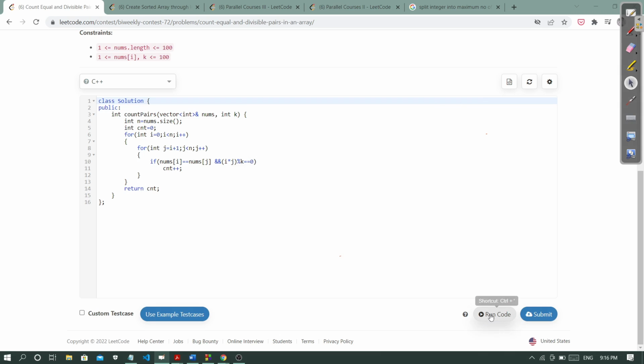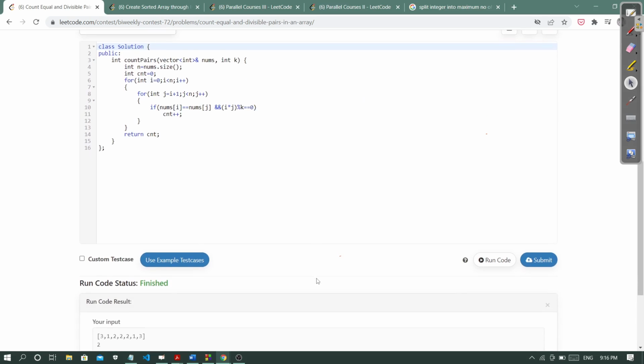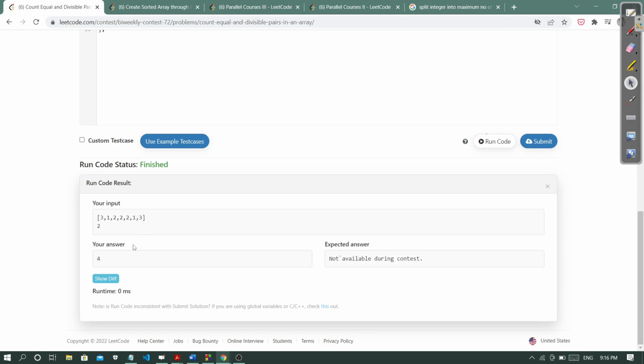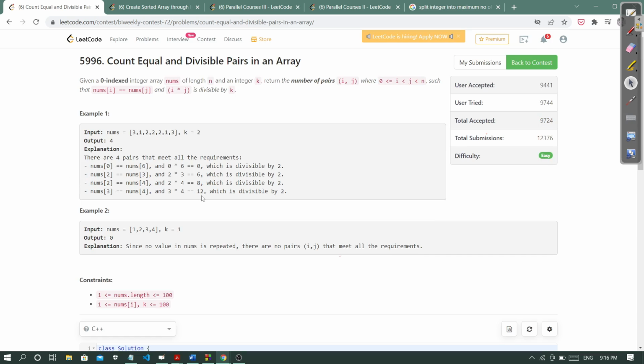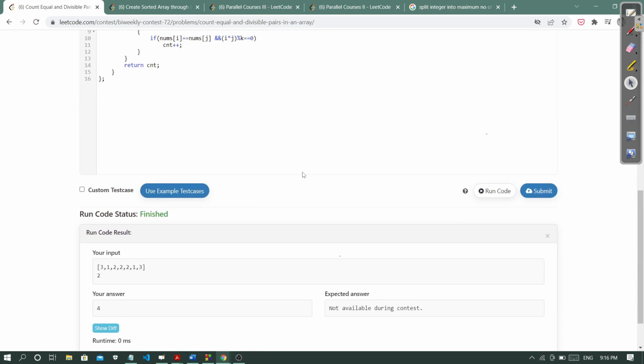Let's try to submit and see what happens. Let's run the code, and it will give the correct output for these test cases. If you submit for all the test cases, then it will be correct.